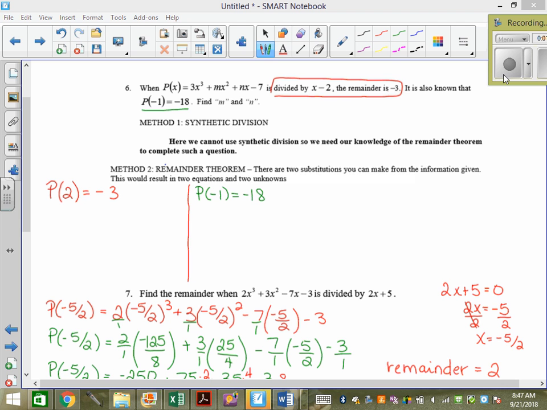We agree? I also have x plus 1, but is that a factor? No, because the remainder is negative 18, so it's not actually an x-intercept, right? It's a point negative 1 and negative 18. And this one's a point of 2 and negative 3, so it's not an x-intercept. So x minus 2 is also not a factor, right? Because you'd have to have the remainder of 0 for it to be an x-intercept.